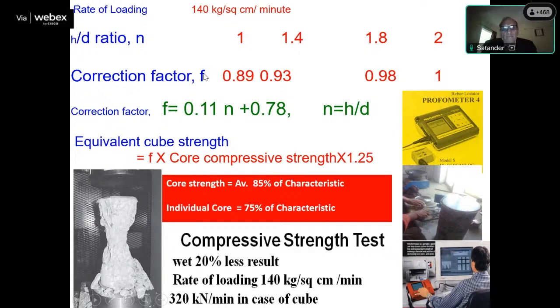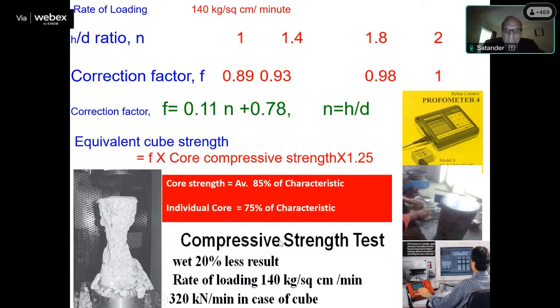Please remember. Now, how to convert core strength into cube strength? Find the height-diameter ratio of the core. Put the height-diameter ratio here. The F value you put here. Core strength into F value into 1.25, because the strength of the core is 25% less than the cube. So we multiply core strength into 1.25 into the correction factor, and we get cube strength.